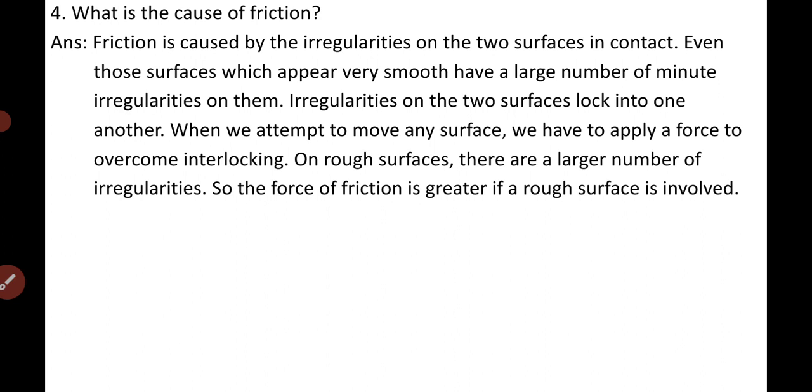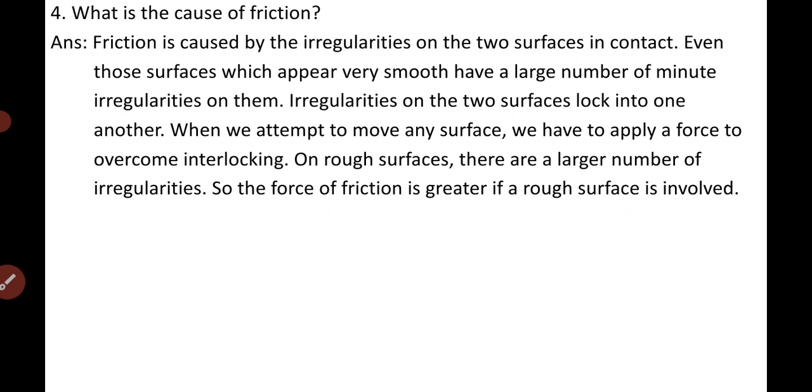Large number of irregularities of surfaces are present on the surfaces. The interlocking of irregularities of the two surfaces opposes the motion of one object over the other, and it gives rise to force of friction. So friction is caused by the interlocking of irregularities in the surfaces of the two objects which are in contact with each other. When we attempt to move one object over the other, we have to apply a force to overcome the interlocking of the irregularities in their surfaces.